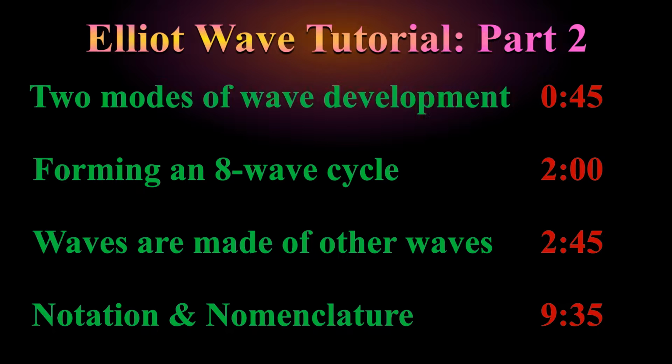Episode. Today I'm going to be teaching you all about the two different modes of wave development, or more specifically, motive and corrective waves. We'll get into how they form a complete cycle of 8 waves, and how waves are made up of other waves. I'll then give you a brief overview of how the notation and nomenclature of wave degree is really important when it comes to charting Elliott wave. So let's get right into it.